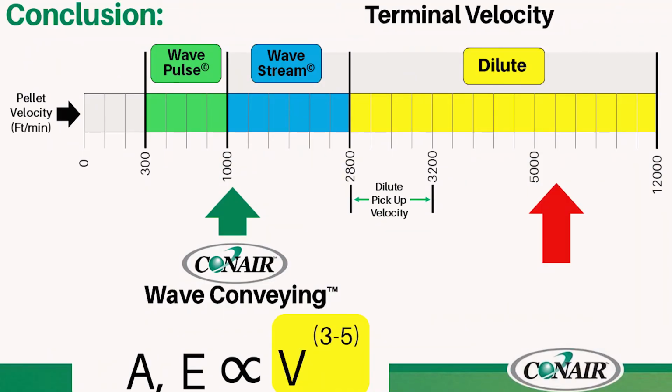Now this slide shows the equation that we talked about in the beginning of this presentation that shows that attrition and erosion is directly proportional to velocity to the exponential degree. So imagine you're conveying with dilute phase conveying and your terminal velocity is 5,000 feet per minute, where with wave conveying your terminal velocity is 2,000 feet per minute. What does that do for your dust generation, your angel hair, or your system component wear? It's exponential, as you can see here.